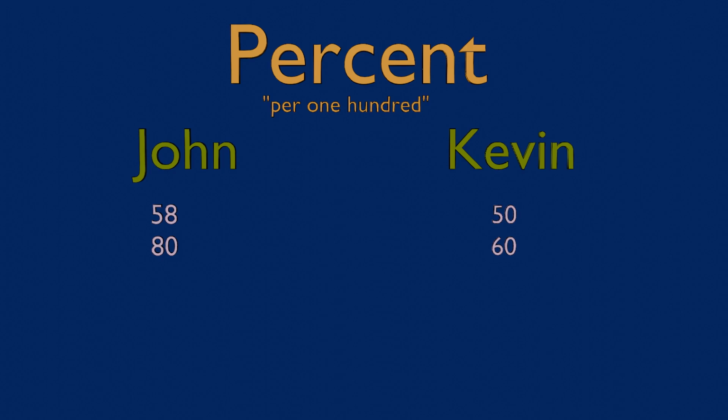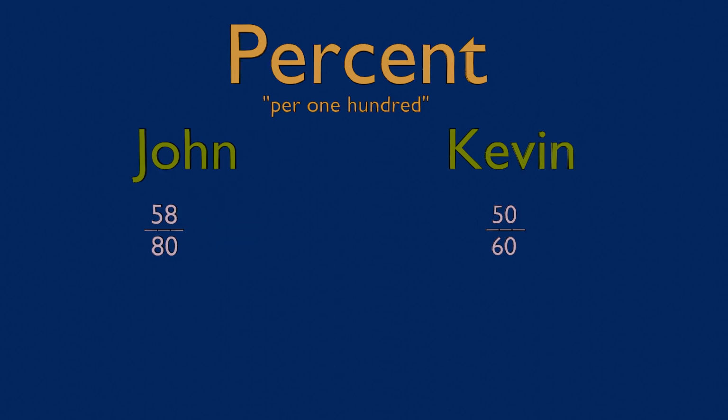First, write their points as a fraction. We can see Kevin's points are 50 out of 60. So 50 is in the numerator and 60 is in the denominator. Same with John's points, who has 58 out of 80. So 58 is in the numerator and 80 is in the denominator.